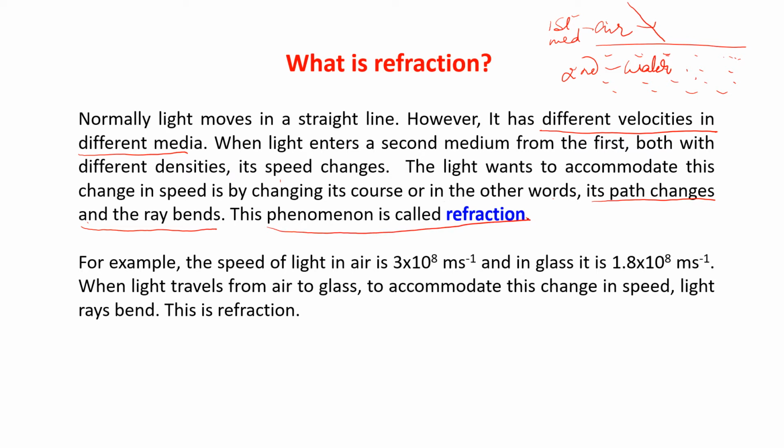So the bending of light when it is passing from one medium to another, because of the different densities of the media, the light changes its path, and this phenomenon is known as refraction. For example, the speed of light in air is 3 into 10 to the power 8 meters per second. In glass, it is 1.8 into 10 to the power 8 meters per second. When light travels from air to glass, it accommodates the change in speed, light rays bend, and this is called refraction.